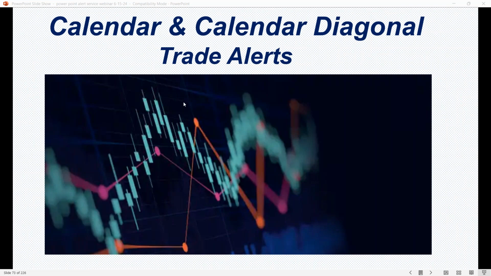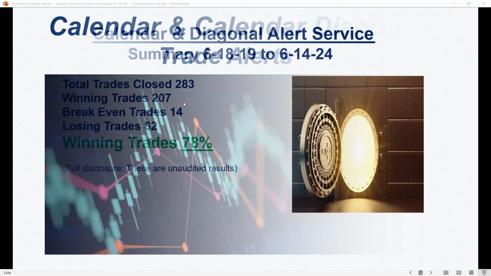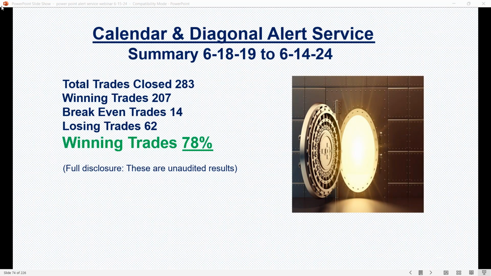And then here's the other kind of category. We do a lot of these. These are the calendar and counter diagonals. Primarily what you'll get in most of the alert service will be calendar and counter diagonals and butterflies and condors, and then some selective pinning trades, some selective credit spreads, and some selective earnings trades. So these are the two primary categories.